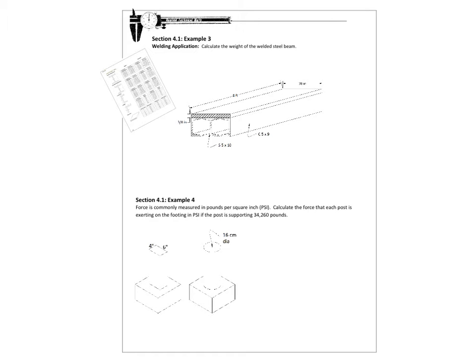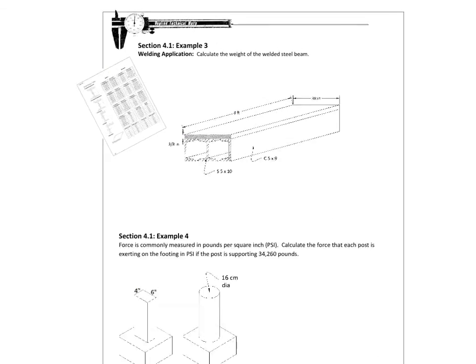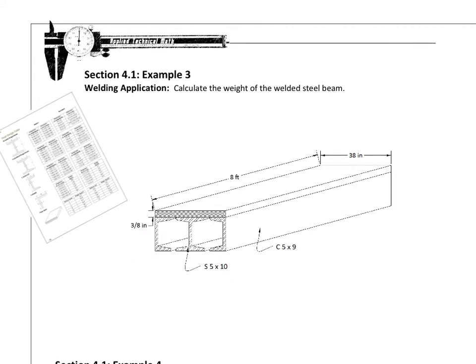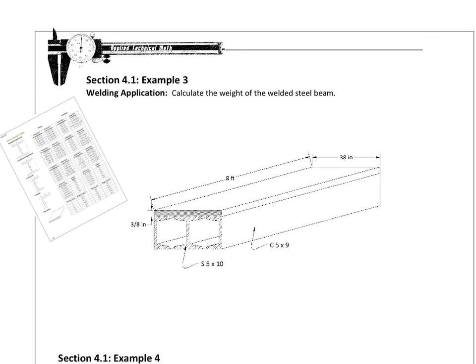All right. Let's look at a welding example. We're going to do some area and length calculations and see how that affects a welding project. Okay. So here we have a welded steel beam.